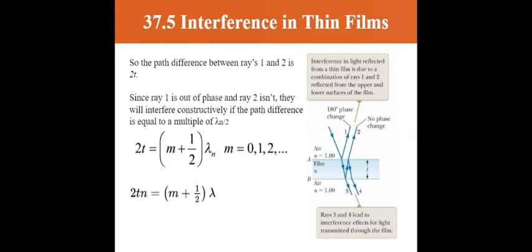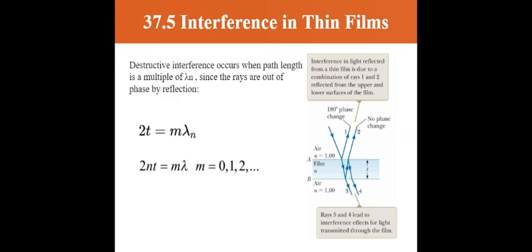Accounting for that, in the case that the two rays emerging from the top of the film are relatively out of phase when they emerge, they will interfere constructively if the path difference between them is a multiple of a half wavelength. So the formula here accounts for the path difference, which is twice the thickness, and it also accounts for the fact that one ray is relatively out of phase with the other due to reflection.